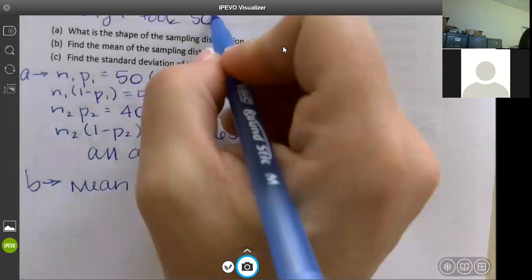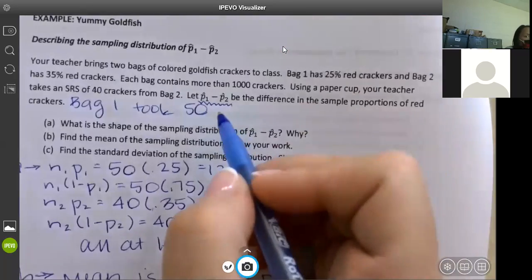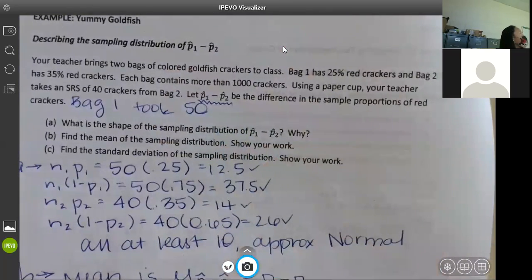Notice, guys, that they defined what it is up here. So they said do P1 minus P2. Watch those because sometimes they'll flip them around. Okay, so just watch those.